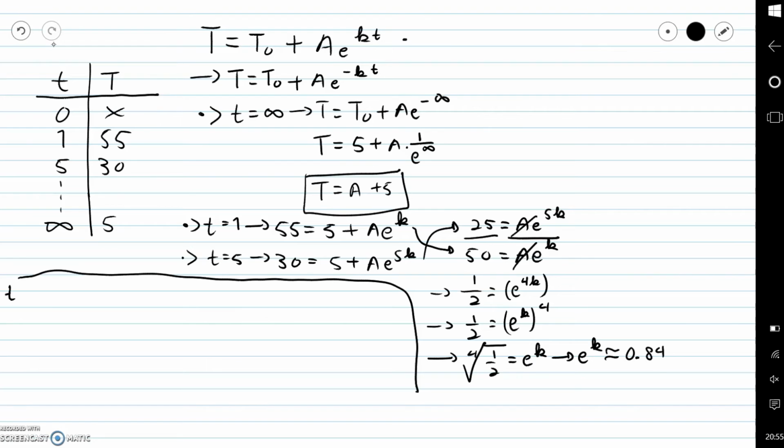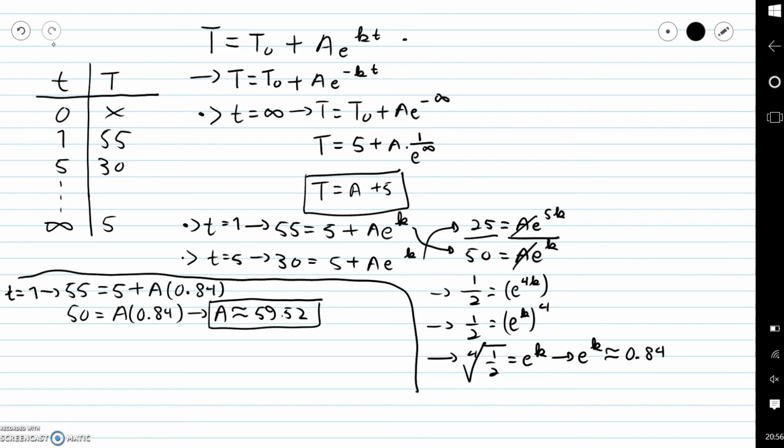Then we go back to the general equation when the time is 1 minute and put in the value of e to the power of k. We will solve the equation and find the value of a, which is roughly 59.52. Therefore, we can finally find the initial temperature by putting all the information that we have found into the general equation when the time is 0. Finally, we can find the initial temperature from this problem, which is about 64.52 Fahrenheit.